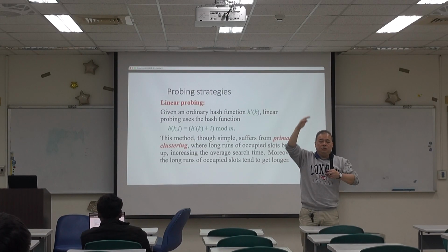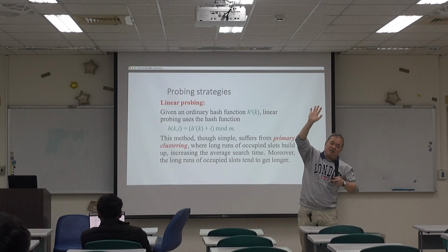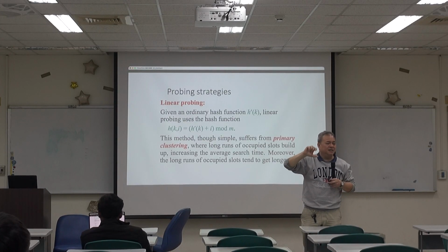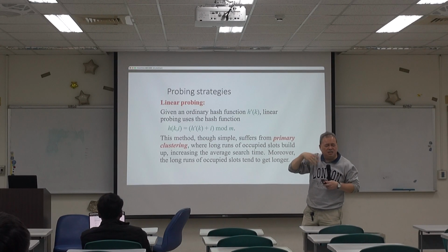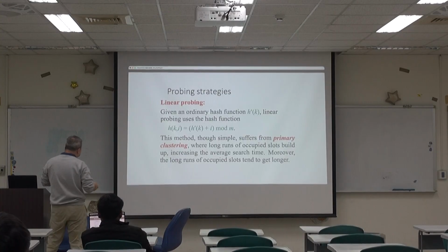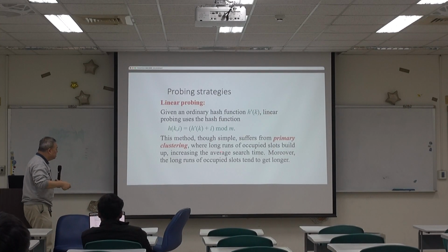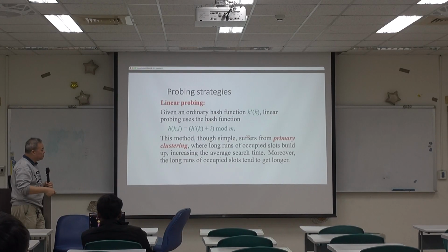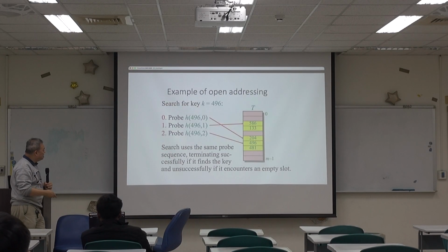So your table will look like some places are empty, some places have very low density, but some places have very high density. The density is not evenly distributed in the table. We call that primary clustering, where long runs of occupied slots build up, increasing the average search time. Moreover, the long runs of occupied slots tend to get longer.